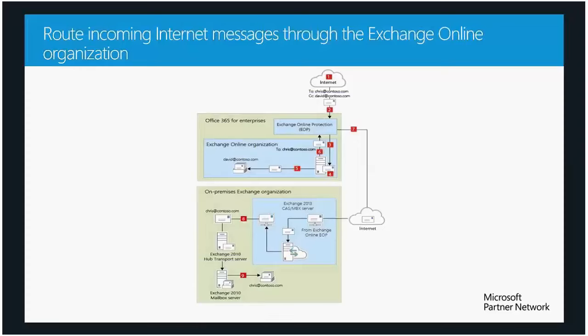Yes. So what happens when the incoming internet messages are routed through the Exchange Online organization? We basically have our same 2 users, Chris at contoso.com, who is hosted on premises, and David at contoso.com, who is hosted online. Someone from the internet sends an email message to these 2 users. The email message then arrives in Exchange Online Protection. Here, it is verified that it isn't spam and that it doesn't have any viruses or malware.